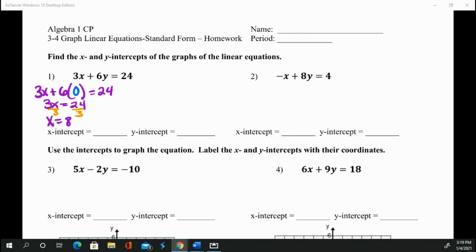We get x equals 8, so the x-intercept is the point (8, 0). For the y-intercept, we want to substitute x equals 0, and then solve for y.